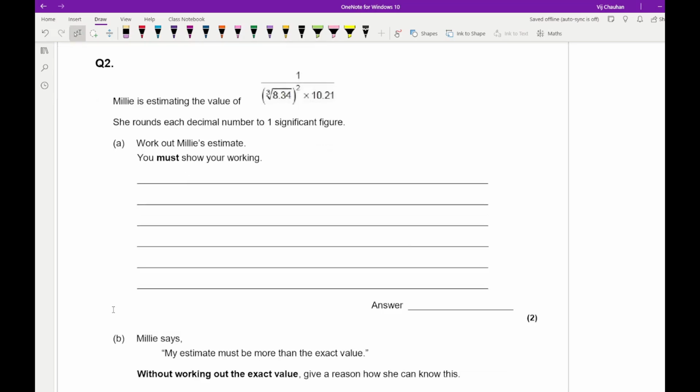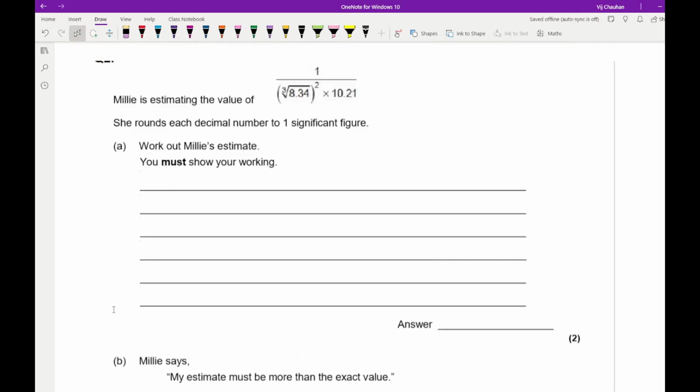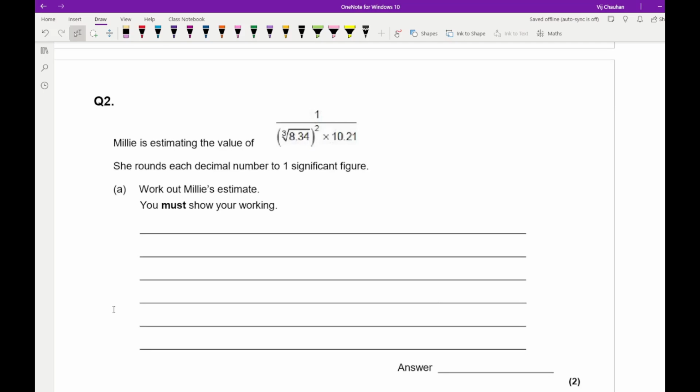Moving on to question 2, it says that Millie is estimating the value of this calculation, and it says she rounds each decimal number to one significant figure. Work out Millie's estimate and you must show your working. So for this, what we need to do is take the decimal numbers and round each of these numbers to one significant figure.